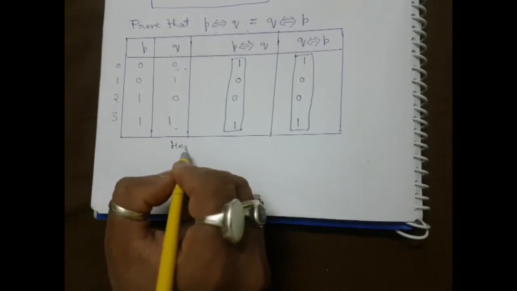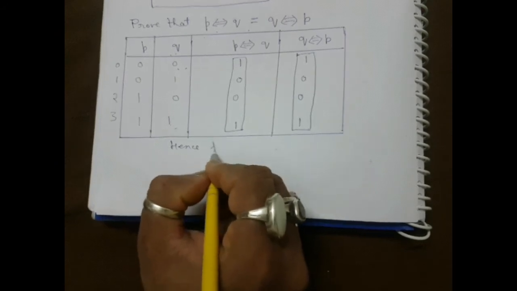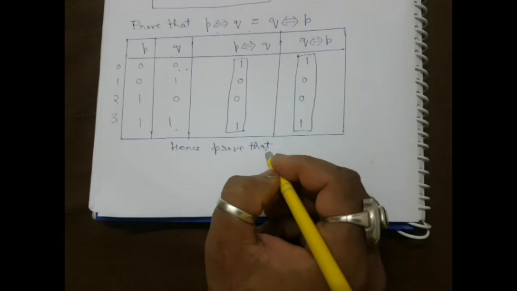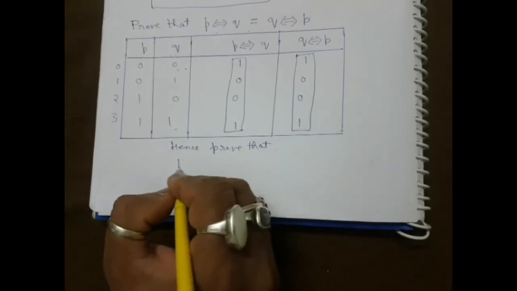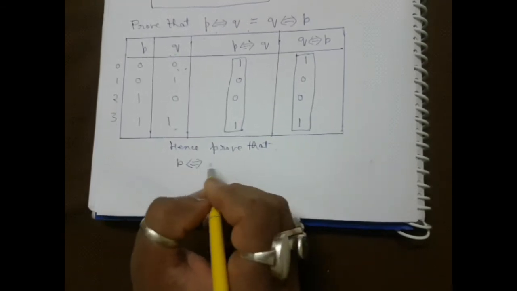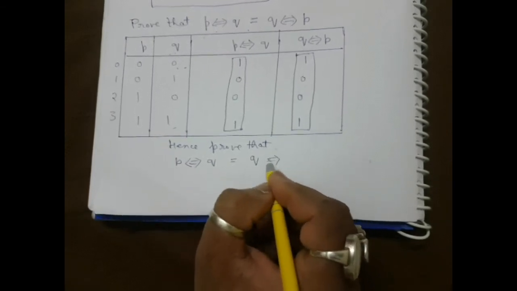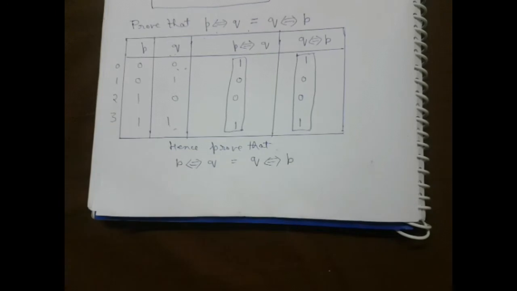So hence proved that P biconditional Q is equivalent to Q biconditional P. Alright, I hope everybody has understood well.